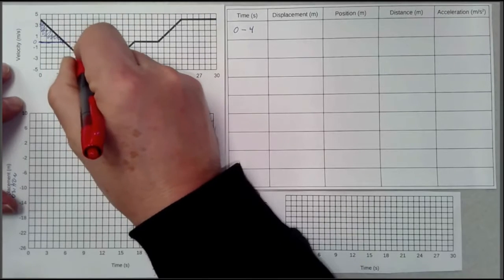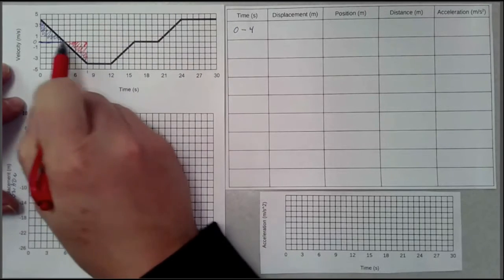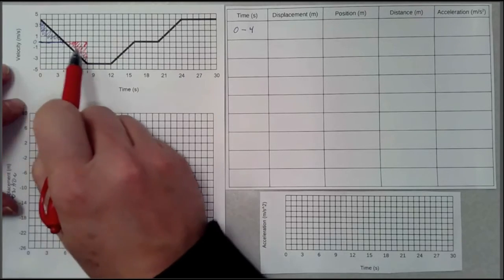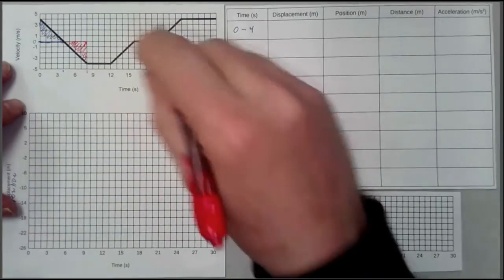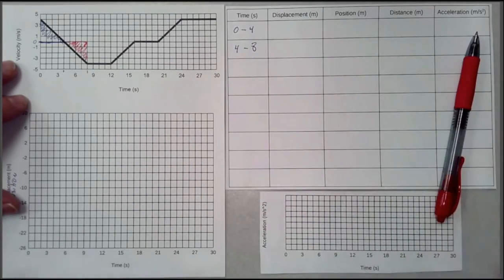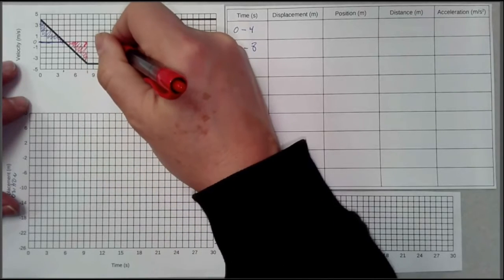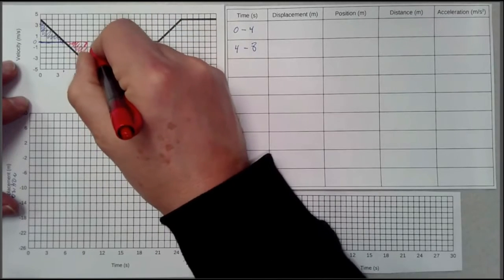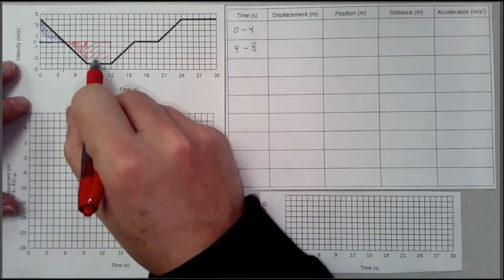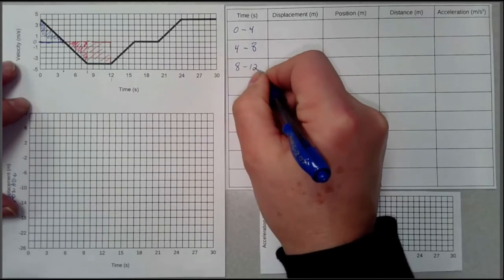It's another triangle. This triangle is below the x-axis, so that's a negative displacement. This other one over here, above the x-axis, that's a positive displacement. This is a negative displacement. Now that time interval is 4 to 8 seconds. The next time interval is 8 to 12 seconds, and that is a rectangle. Again, that's below the x-axis, so that's going to be a negative displacement. So that's 8 to 12 seconds.